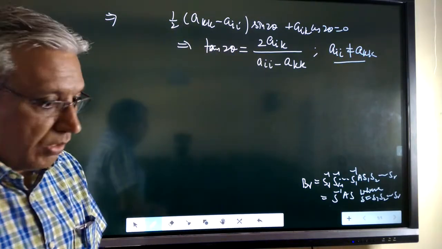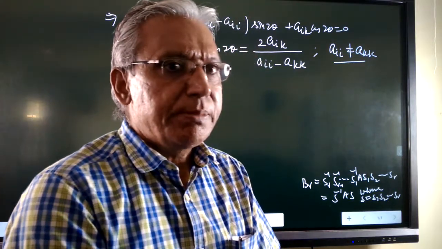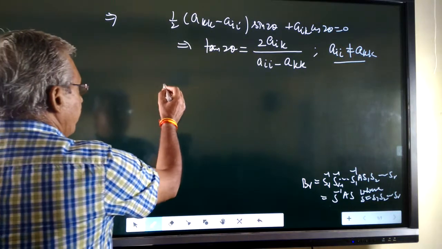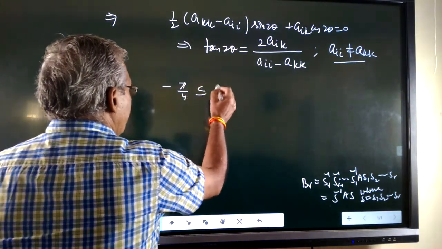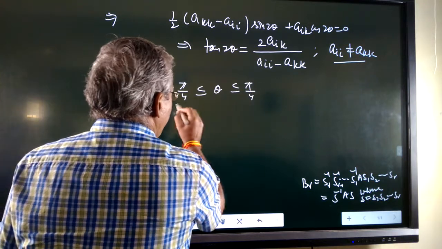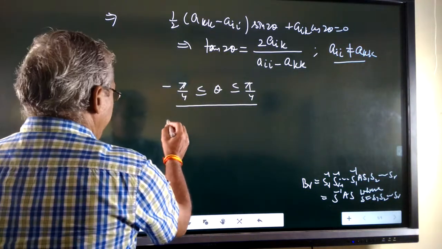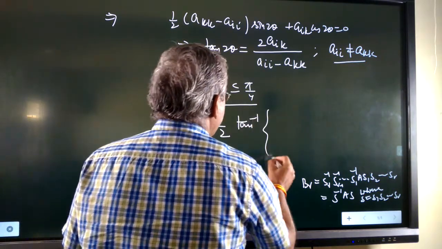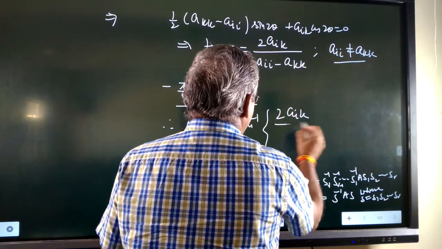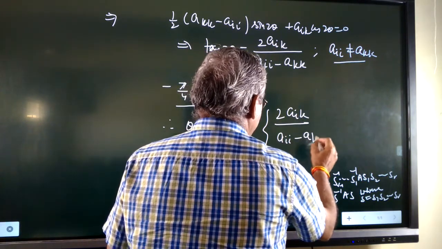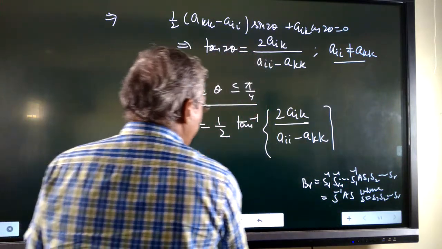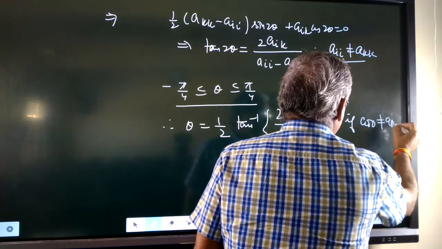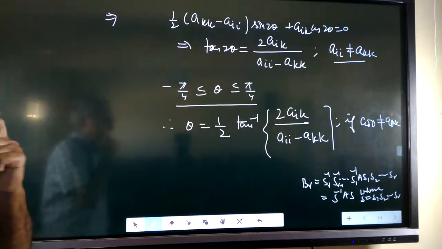Now, to get the smallest rotation, we have minus pi by 4 is less than or equal to theta is less than or equal to pi by 4. So therefore, theta equals half tan inverse of 2 Aik upon Aii minus Akk, which is the required formula to find the value of theta.